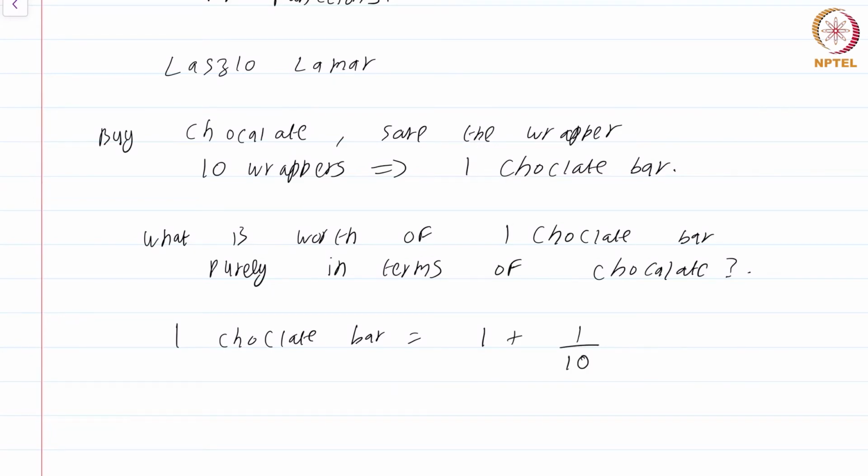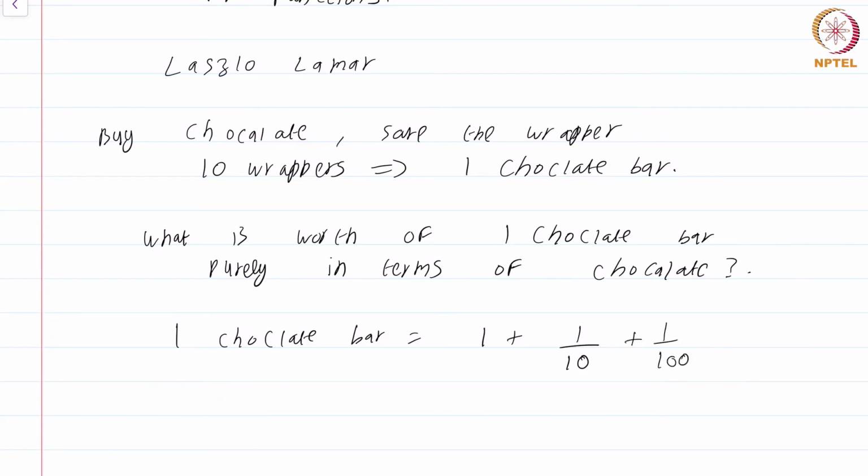But if you think about it for a second, the shopkeeper is not going to remove the chocolate wrapper and give you the chocolate when you give 10 wrappers. He's going to give you the new chocolate bar along with the wrapper, obviously. So that means that one chocolate bar that you have in your hand is worth the one chocolate bar, the chocolate inside, plus 1/10 contribution by the wrapper, plus another 1/100th, right?